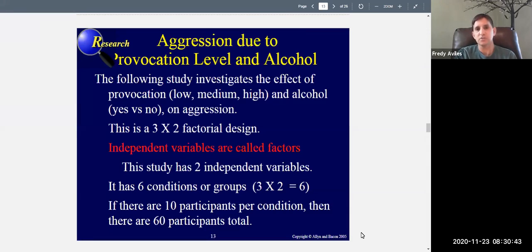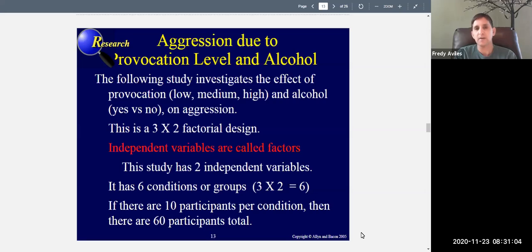So it's a very similar study, except that now we have 3 levels of provocation. It's a 3x2 factorial design. The 3 refers to provocation, okay? That number refers to provocation. That's the first independent variable. The second independent variable, the 2, refers to alcohol. There's 2 levels of that.